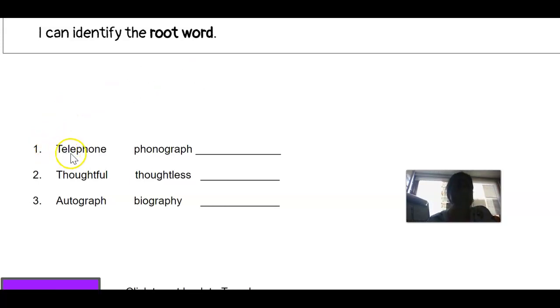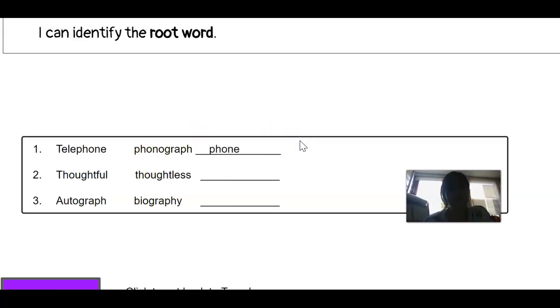Number one, telephone and phonograph. We want to think, what do these two words have in common? How are they related? What is the root word? Phone.